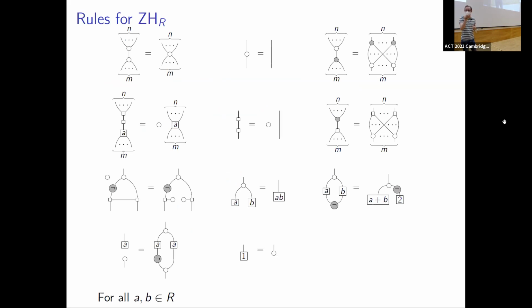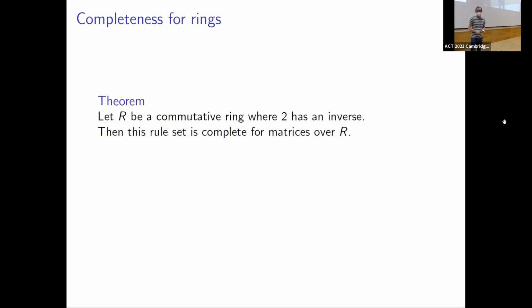So we have this multiplication rule, we have this average rule, introduction, and this relation of the one element, the unit element, to the Z spider. So we promote these things we could prove in our simpler setting, and now we make them axioms. And this is complete for matrices over R. So if you have any ring which is commutative and where 2 has an inverse, this rule set is complete.